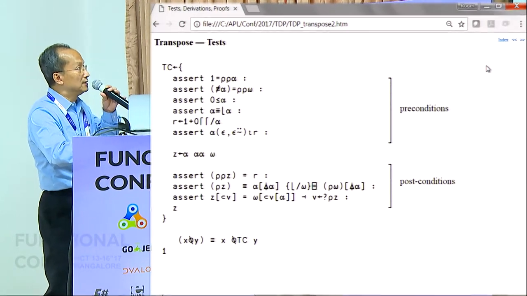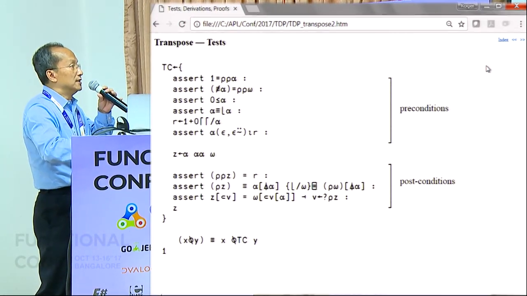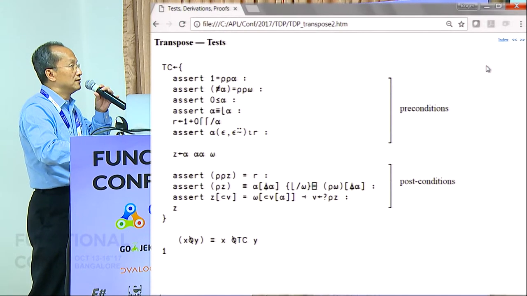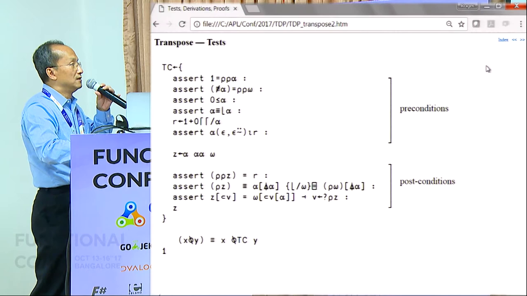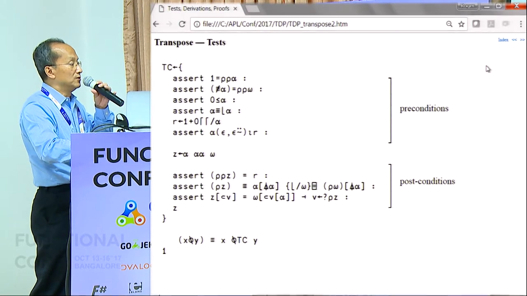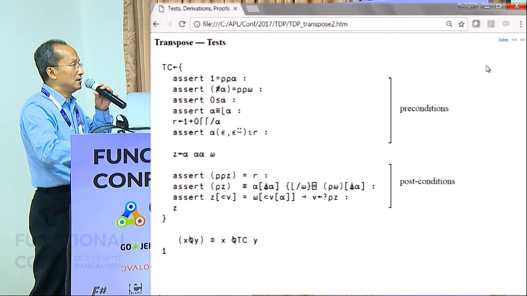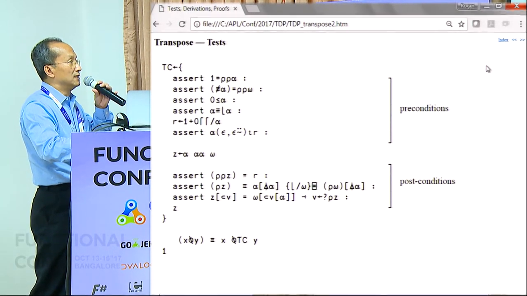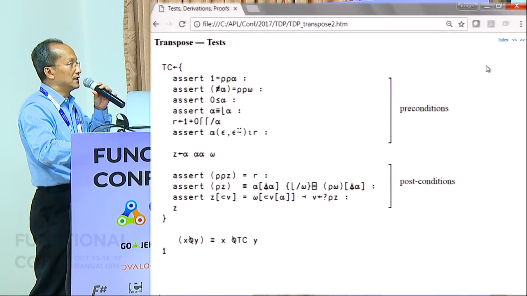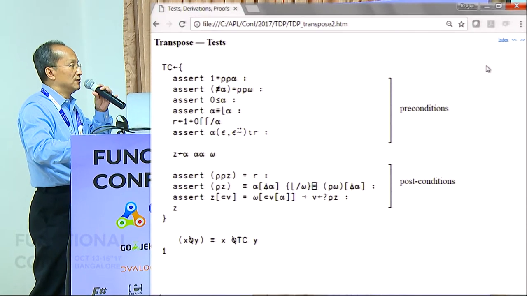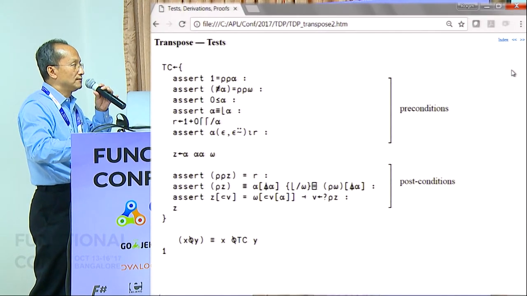Again, TC is an operator. It takes an operand function denoted by alpha alpha, purported to be a transpose function. And then we apply assertions on the argument while we're at it, and then also assertions on the result.